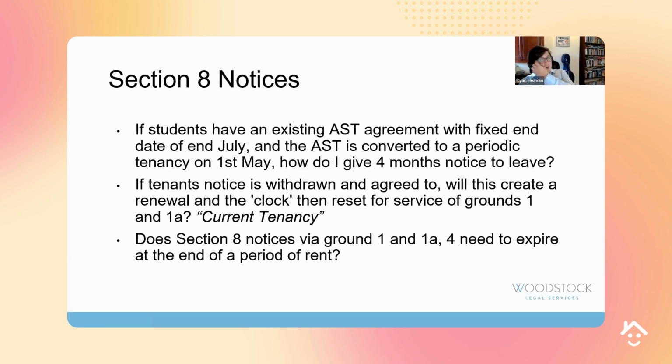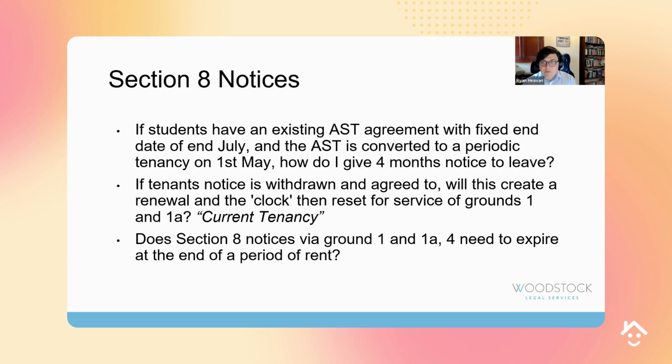Let's get started. If students have an existing AST agreement with a fixed end date of July, and the AST is converted to a periodic tenancy on the 1st of May, how do I give 4 months notice to leave? So this question, the fixed term date is irrelevant because it's after the 1st of May. So we can rule that out immediately. The fixed term date doesn't matter. How do I give 4 months notice to leave? Now, what you're probably talking about there is ground 4A, which is the student HMO ground for possession. We'll be touching a little bit on that and any other questions too.